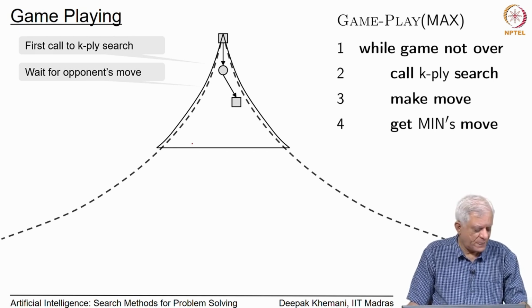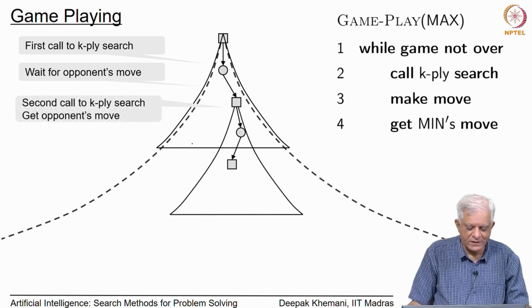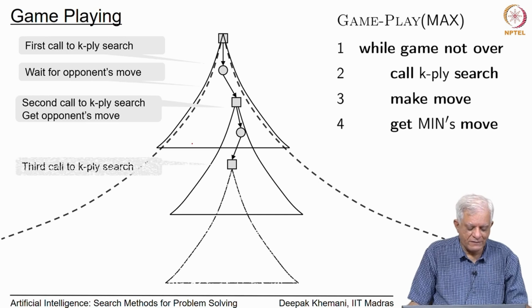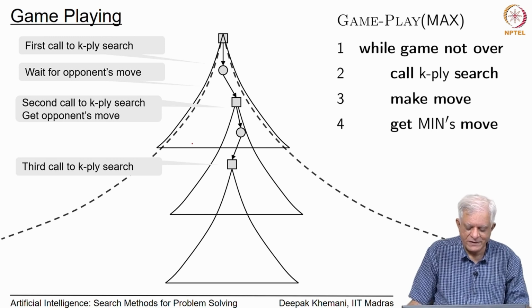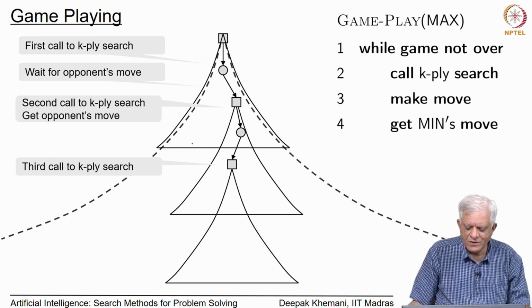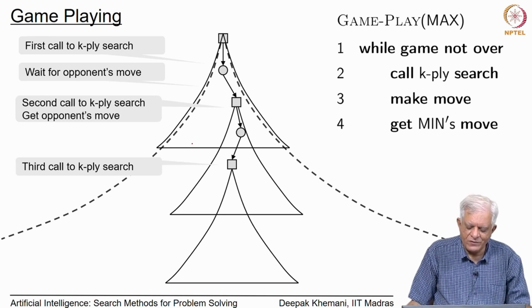So, what do you do? You do a second search. You again do a k ply search from here, you again make your move, you again wait for your opponent's move, and then when you have to move again, you again call k ply search. So, in this manner, for every move that you make, you will call k ply search, and in some sense you will look that much ahead. So, 2 moves ahead in every search.